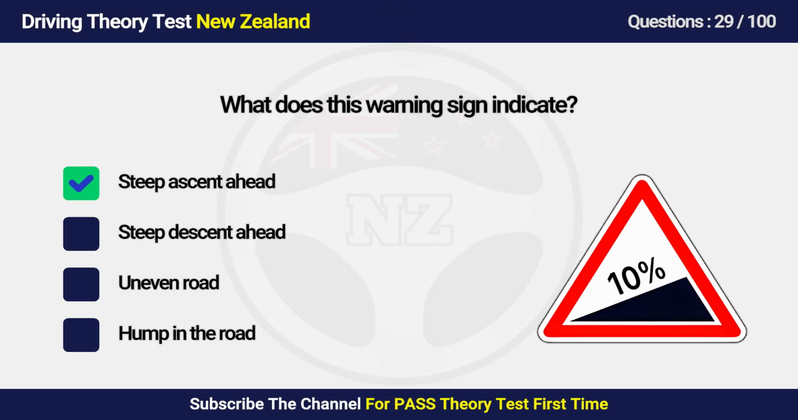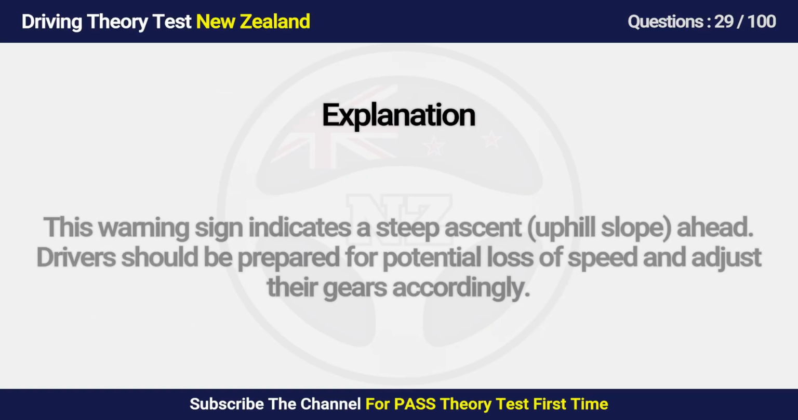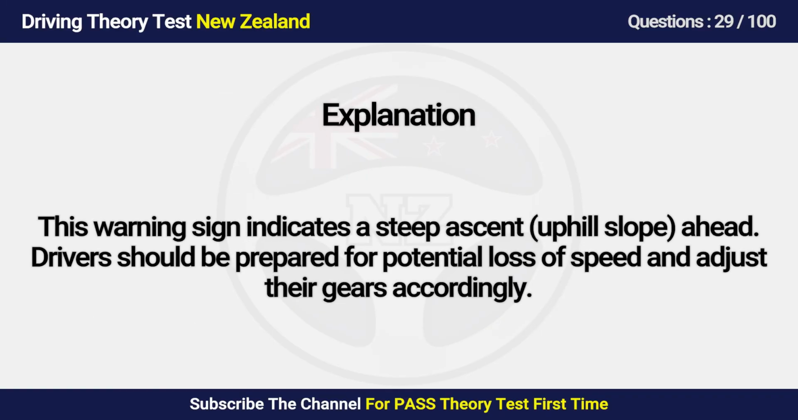Answer is A. Steep ascent ahead. This warning sign indicates a steep ascent, an uphill slope ahead. Drivers should be prepared for potential loss of speed and adjust their gears accordingly.